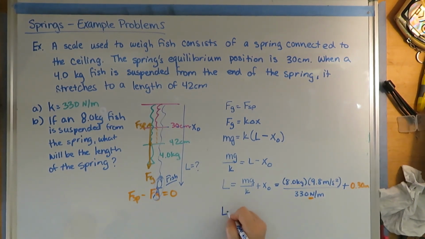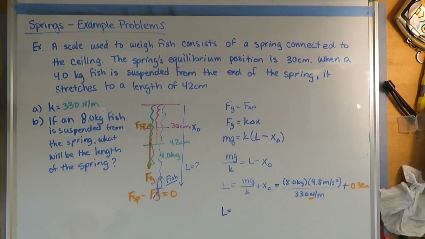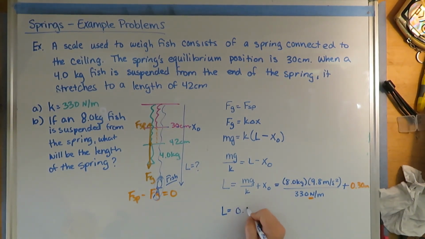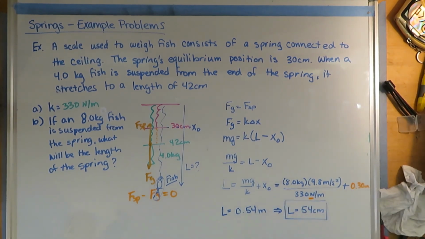So that is going to give us an L that is equal to 0.54 meters. And that 0.54 meters is going to result in an L equal to 54 centimeters. So that would be our length.